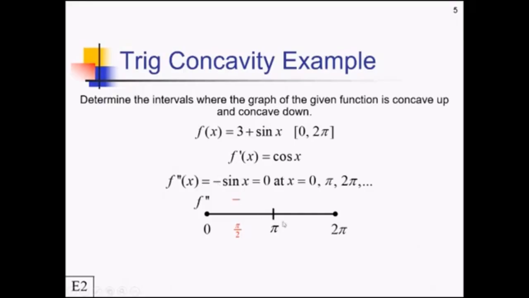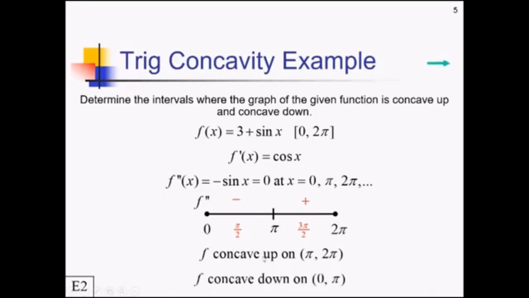And something between pi and 2 pi, let me try 3 pi over 2. That would normally be negative if you plugged it into sine, but now this negative out front makes it positive. So for this one, we are concave up from pi to 2 pi, and concave down, negative f double prime, from 0 to pi.